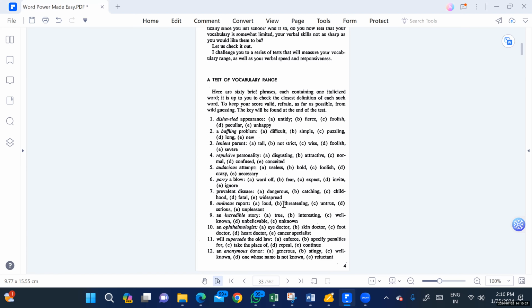Ophthalmologist. We know any word ending with IST means the person, and logy means study. So a person who studies eyes, about eyes. Eye doctor, skin doctor, foot doctor, heart doctor. So Sony, what is the right answer?